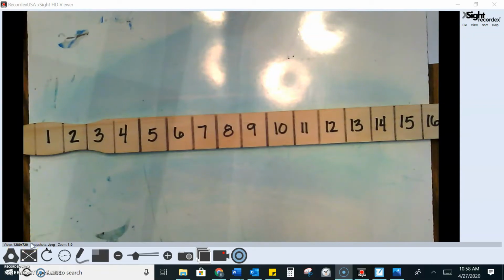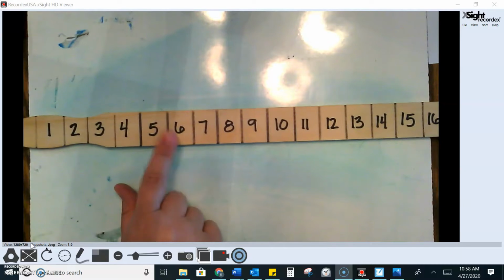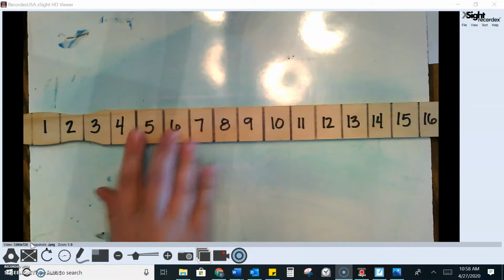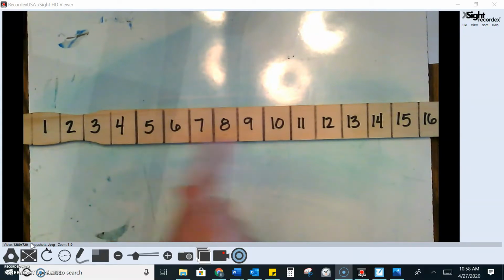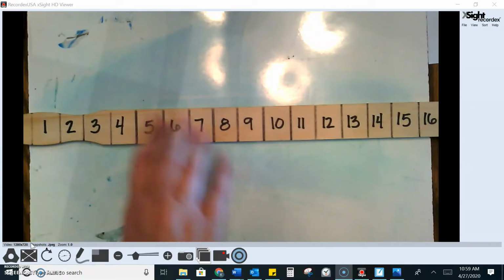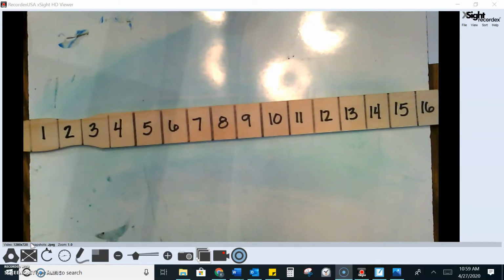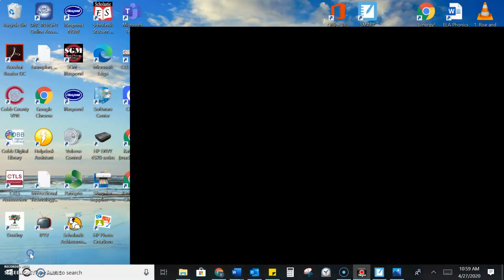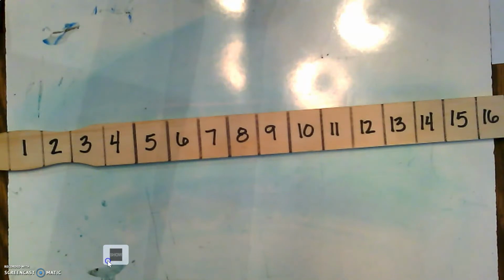Hey friends, it's time for math. This week we have been talking about using a number path or a number line to help us solve addition and subtraction problems. But my question to you is, what if you don't have a number path or a number line at home like this? Then what do you do? Could you still use a number line or a number path to help you solve your problems? Well, absolutely you can, and I am going to show you how we can do that today.